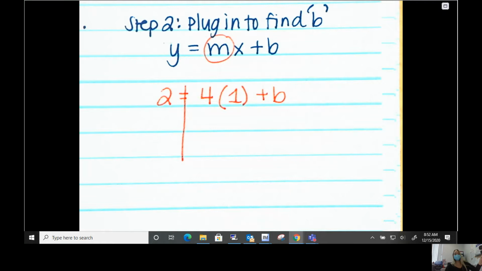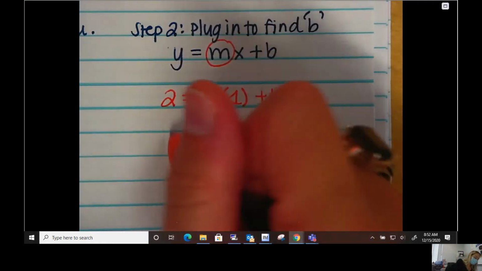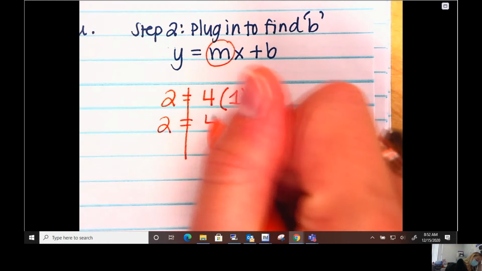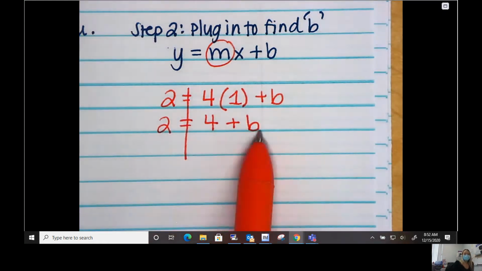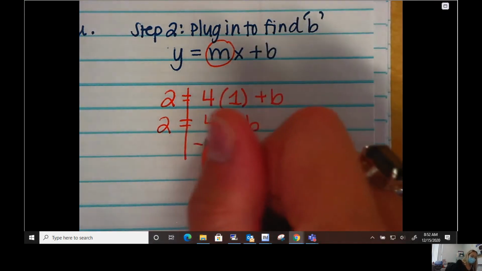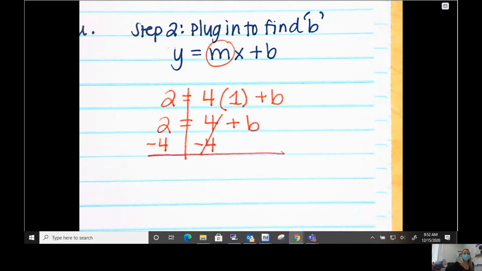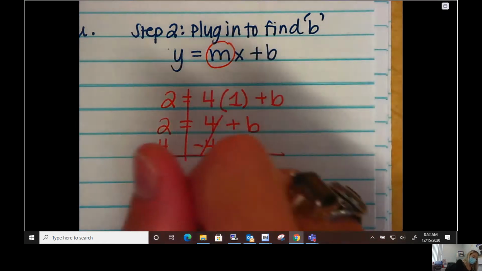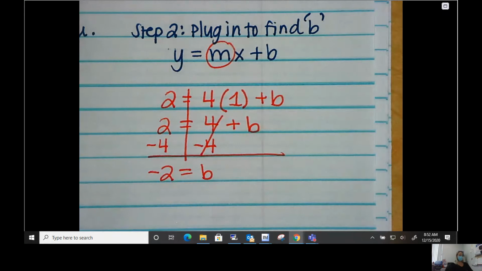So the first thing you should do is multiply. What is 4 times 1? So I've got 2 equals 4 plus b. What do I have to do to get the b by itself? -4 from both sides. What is 2 minus 4? Good. So you've got -2 is your b value.